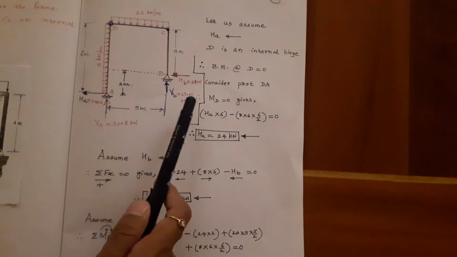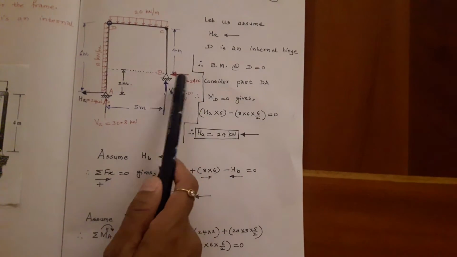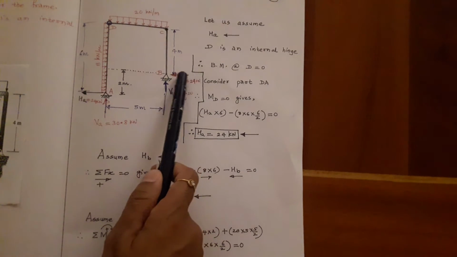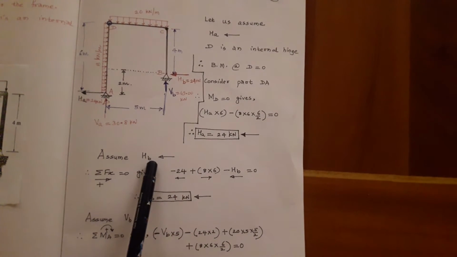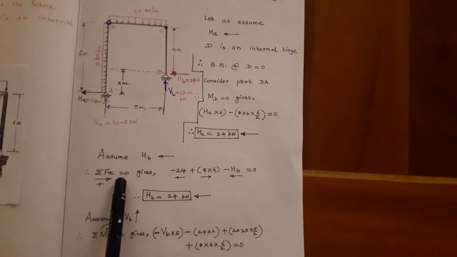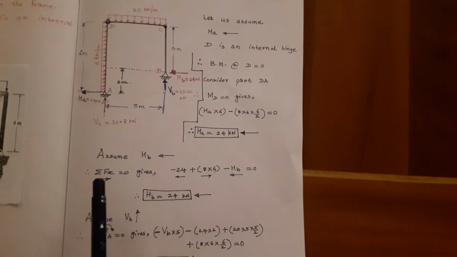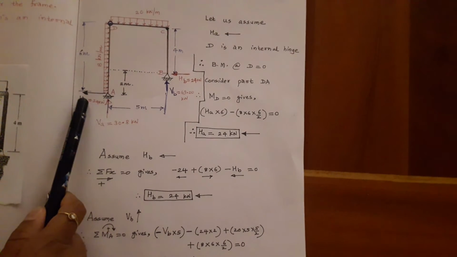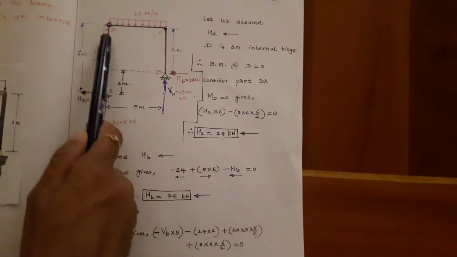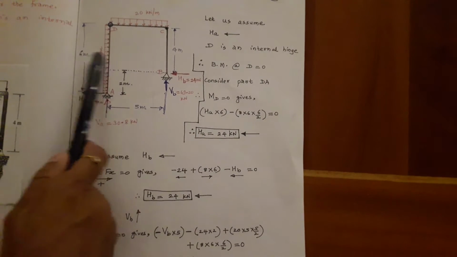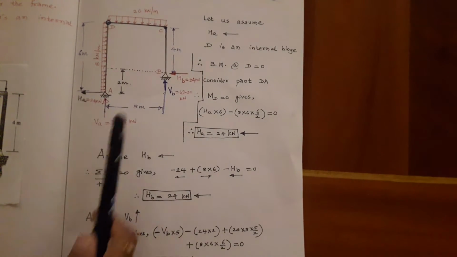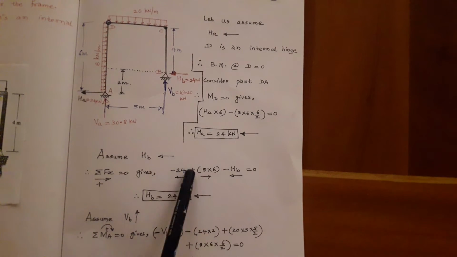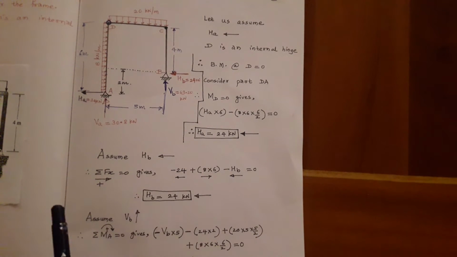Now, calculating the other horizontal reaction at the other hinge B, that is HB, let me again assume it as right to left. So when I assume HB from right to left, summation of Fx equal to 0 gives, my sign convention here being from left to right is positive, minus 24 plus 8 into 6, that is this is going from left to right, minus HB, that whole equated to 0. When I solve this equation, I get HB equal to 24 kN.